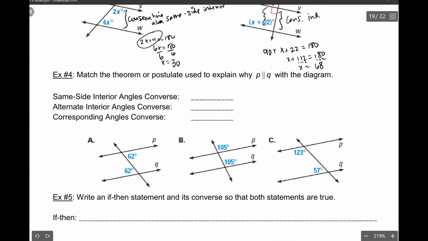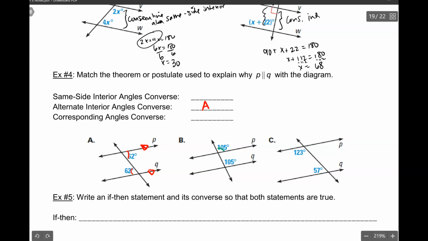All right, match the theorem or postulate to use to explain why P and Q are parallel in the diagram. So let's look at A. All right, we have alternate interior angles. Because they are congruent, we can say P and Q are parallel. So what did we use? The alternate interior angles converse, because normally it says, oh hey, if you have two parallel lines, then the alternate interior angles will be congruent. We flipped it, so we're using the converse. If the two alternate interior angles are congruent, therefore the lines must be parallel.